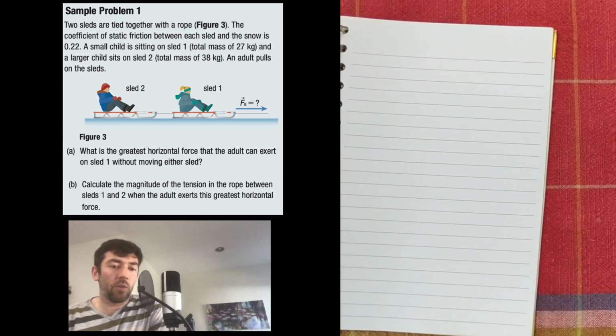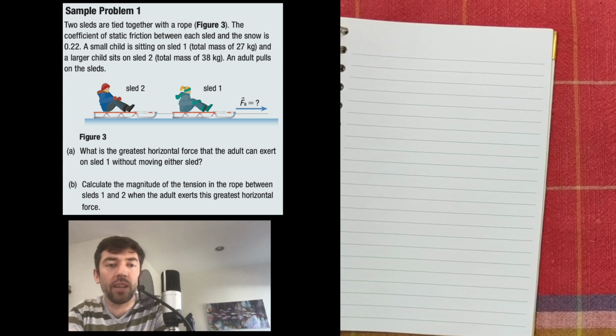All right, here we go. Next friction example question. We have two sleds tied together with a rope, as you can see down here. The coefficient of static friction between each sled and the snow is 0.22. A small child is sitting on sled 1 with a mass of 27 kilograms, and a larger child sits on sled 2 with a mass of 38 kilograms.